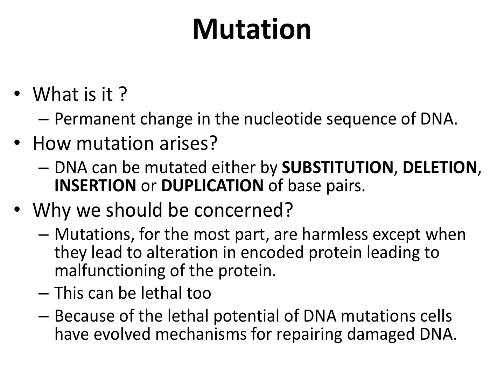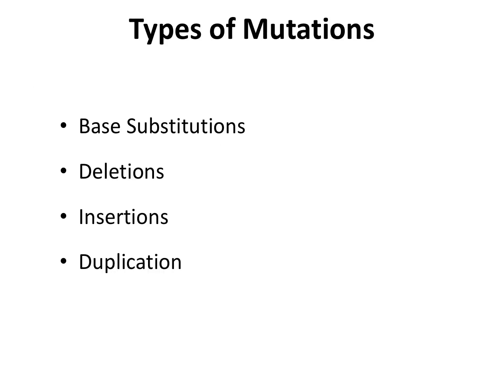And why should we be so concerned about it? Mutations for the most part are harmless except when they lead to alteration in the encoded protein, leading to malfunctioning of the protein. This can be lethal too. Because of the lethal potential of DNA mutations, cells have evolved mechanisms for repairing damaged DNA. There are basically four major types of mutations: base substitution, deletion, insertion, and duplication. So we will discuss all of these four types of mutations one by one.